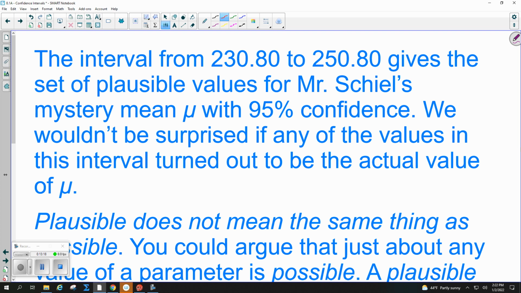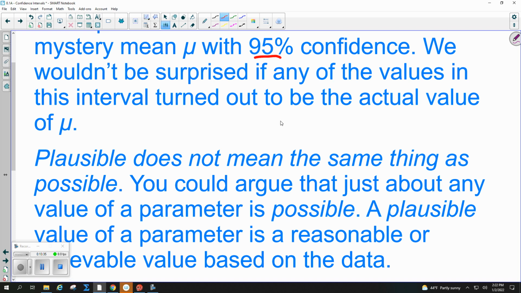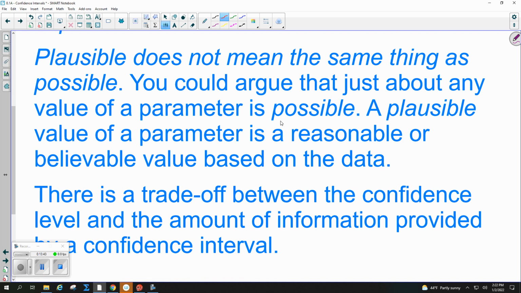All right, so this interval, you guys, gives a set of plausible values for the true mean. For this one, we're 95% confident because we used 2 standard deviations above and below our X bar. All right, so we wouldn't be surprised if any of the values in this interval actually turn out to contain the true mean. But plausible does not mean the same thing as possible. So any value technically is possible, right? But it's unreasonable that it's actually in that confidence interval.